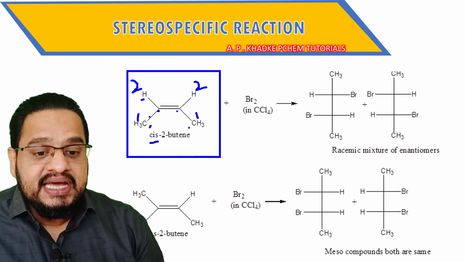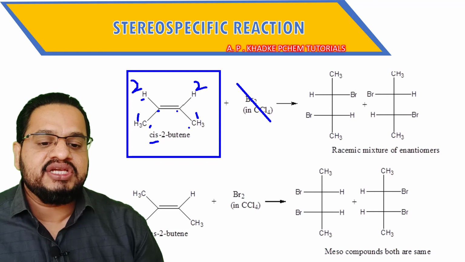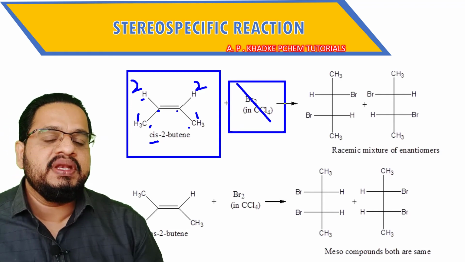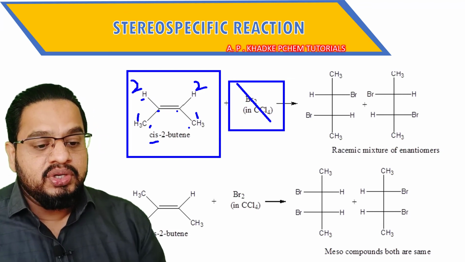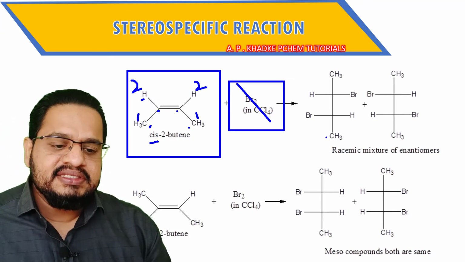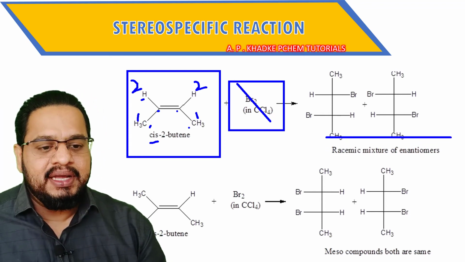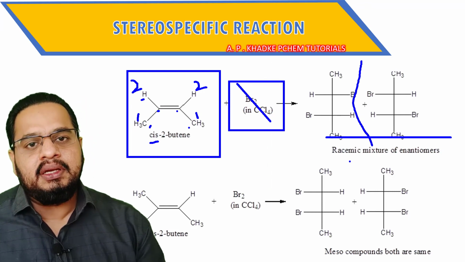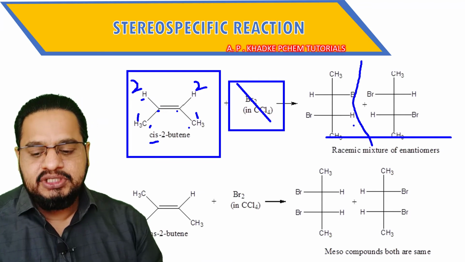Alright. सिस आयसोमर जर असेल आणि या सिस आयसोमरचं जर ब्रोमिनेशन रिएक्शन आपण करणार असू, understand, if we are going to do the bromination in carbon tetrachloride, then the compound you are getting is the racemic mixture of the enantiomer. हे दोन enantiomers जे आहेत पहा, enantiomer आहेत का आहेत पहा, इथे जर सपोज मी मध्ये प्लेन जर मिरर ठेवला तर they are the exact mirror images of each other.